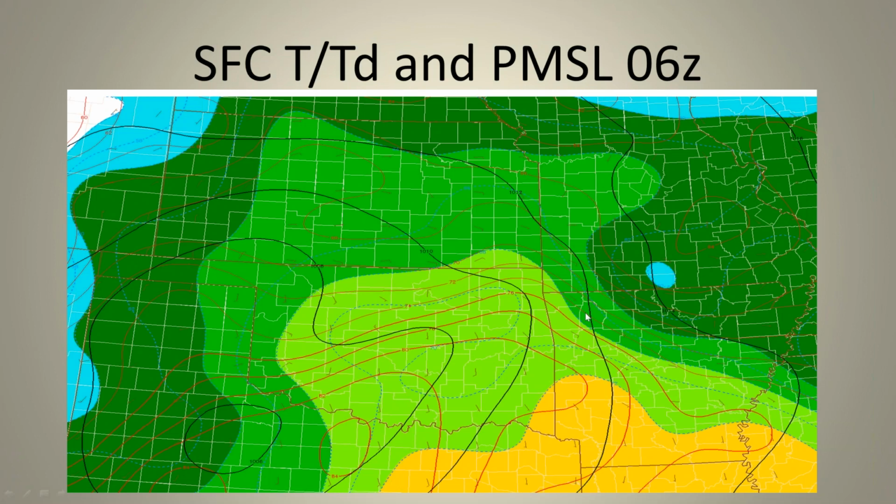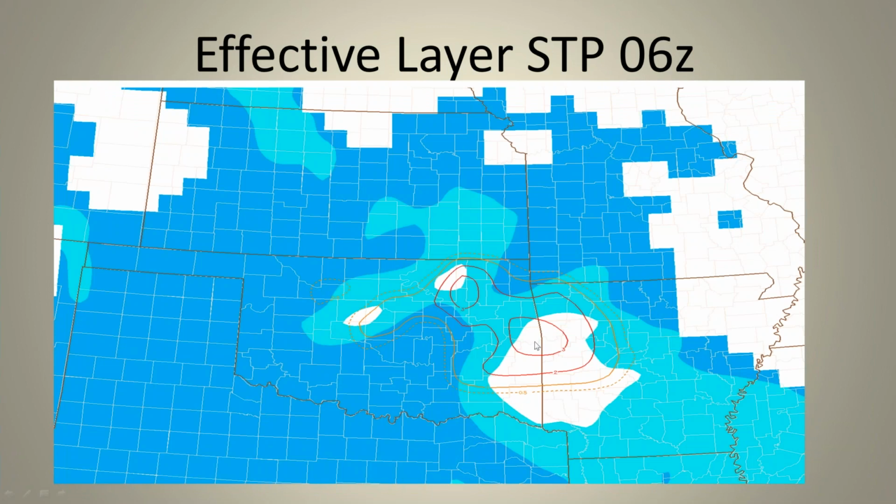Temperature, dew point, and mean sea level pressure at 6Z. Some convergence along that boundary. The main thing is the copious amounts of temperature and low-level moisture that the system has to work with. Effective layer STP is also starting to increase. We didn't really think there was a threat, with only a severe thunderstorm watch issued, but things are changing.